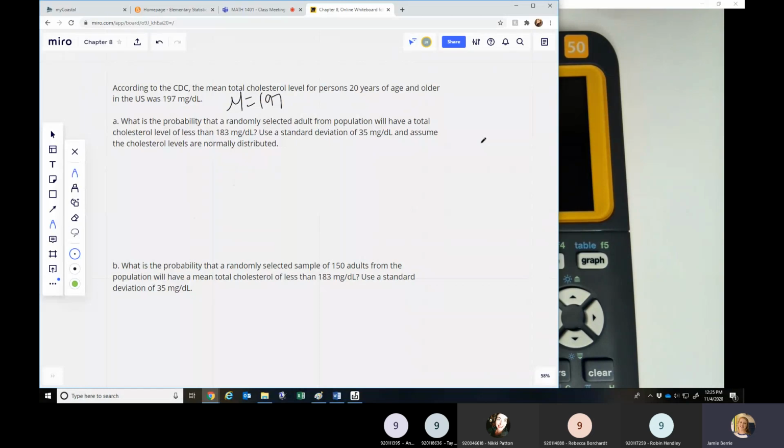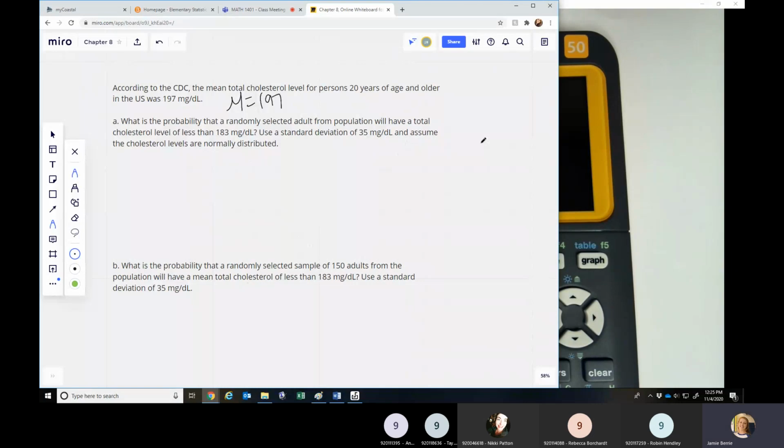I want you to pay close attention to the difference in the wording in part A and part B. So we're going to read both of them. What is the probability that a randomly selected adult from a population will have a total cholesterol level of less than 183? Use a standard deviation of 35 and assume the cholesterol levels are normally distributed. Okay, so that's part A.